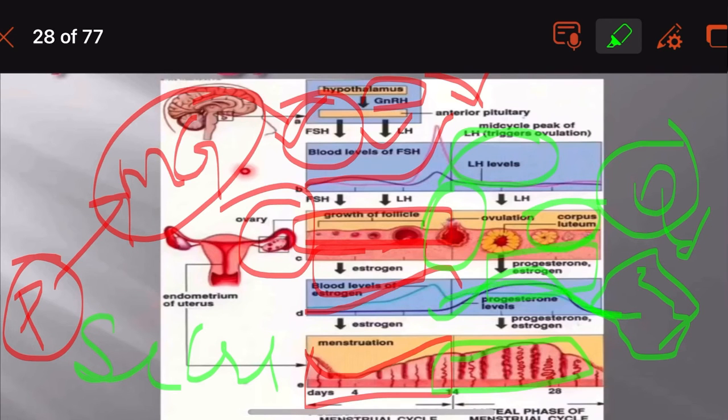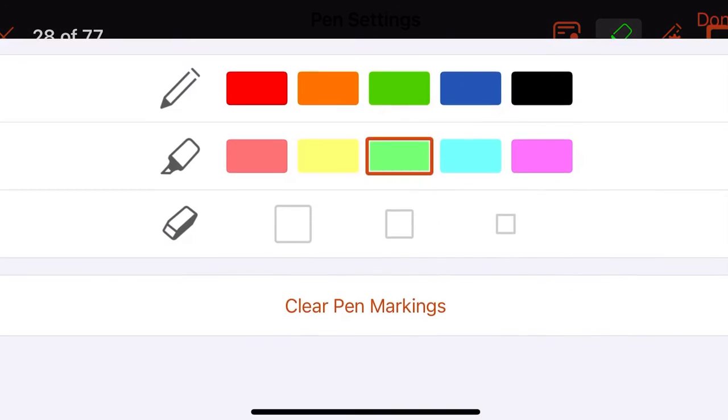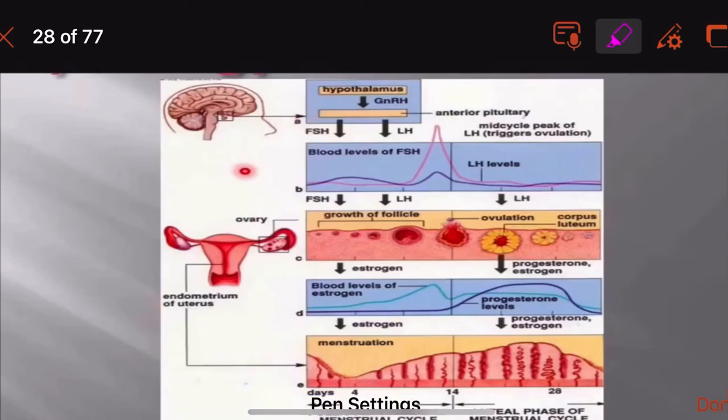Once the progesterone level and the estrogen level both come down, the shedding of the endometrium occurs from the uterus. Hope it is clear. What happens?